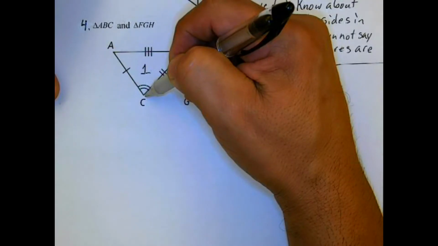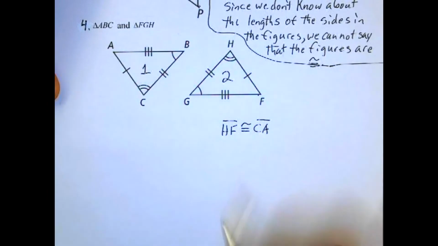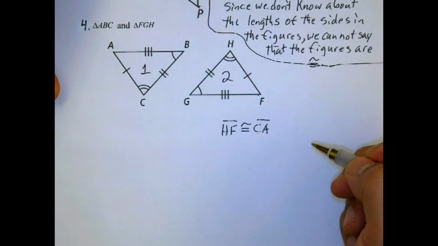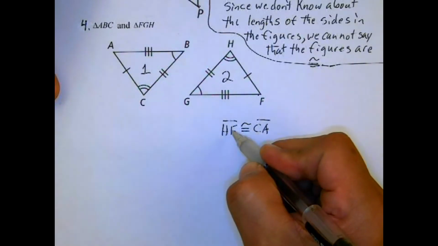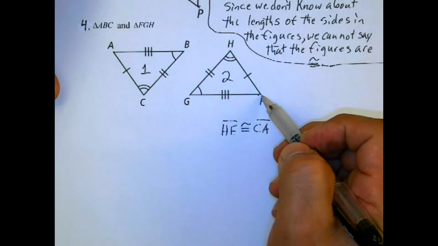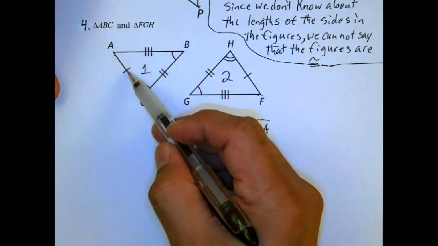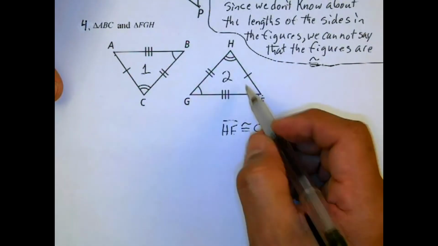So the double arc over here is C, and it goes to A. So it's going to be C to A. Remember, it's got to be in the same order when you're comparing sides and you're comparing angles. So HF is congruent to CA. HF is congruent to CA because of the single tick mark. Okay? Now, what else do we know?